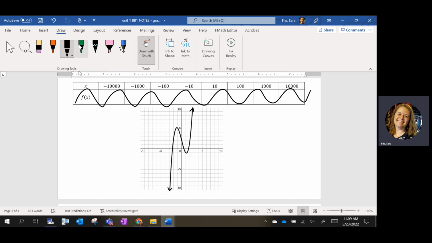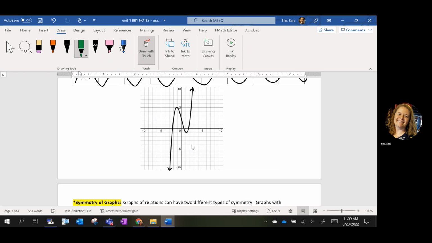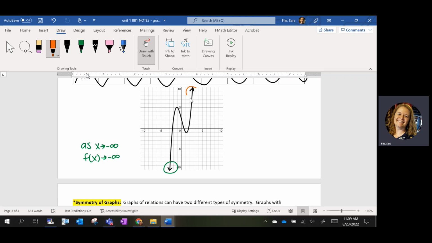Okay, so this one would be, did I use green for left? I want to make sure, yeah. Okay, so if I were to give the end behavior here, I would say as x approaches negative infinity, f of x approaches negative infinity. That means the left side is falling. Okay, the right side is rising, so I would say as x approaches positive infinity, f of x approaches positive infinity.